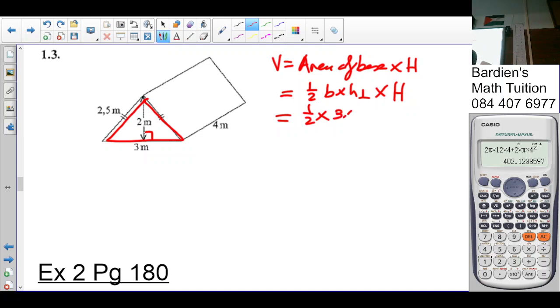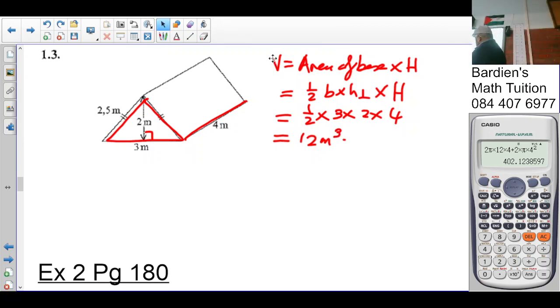3 times the perpendicular height, which is 2, times the depth of the object, which is? Alright, so that's going to give you an answer of 12 meters.